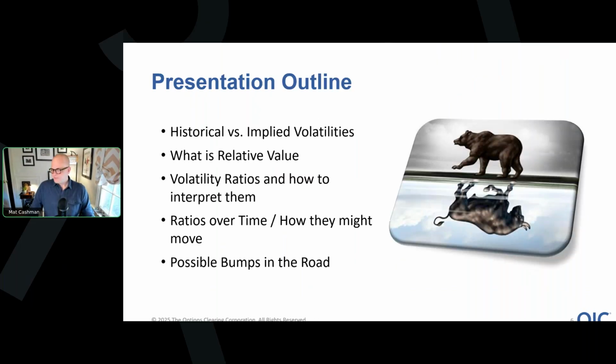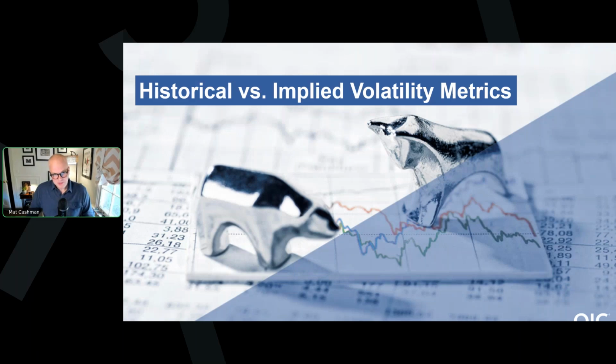Let's dive right in. So we're going to talk about historical and implied volatilities, what they mean. Then we'll dig into what is relative value. What does relative value mean? We'll talk about the ratios and how they actually get put together and how to interpret them. And then we'll talk about how they might move over time and what that might mean for the actual option prices. I'll interpret that relative to straddle prices because that's usually the easiest way to look at it. And then we'll talk about possible bumps in the road and have some time for some Q&A, hopefully.